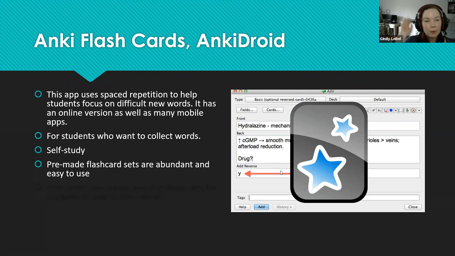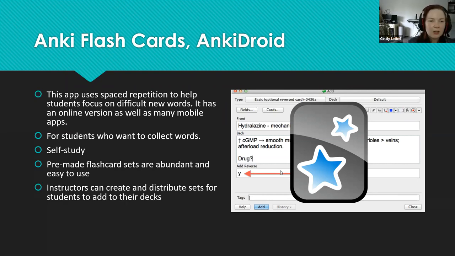So they don't have to put in the flashcards themselves. There are thousands and thousands of decks online. They just bring them into their set and they can just study with them. And what makes this useful is instructors can also create and distribute sets for students to add to their decks. You'll say, oh, here's this week's vocabulary. You send it to them and they add it to their vocabulary study deck.